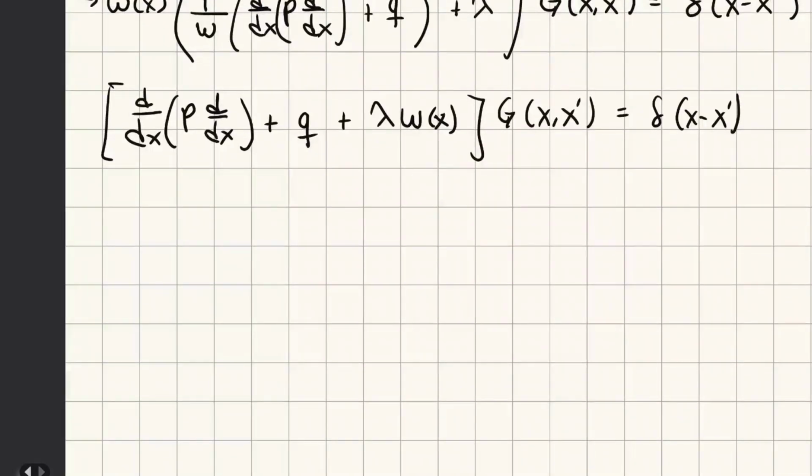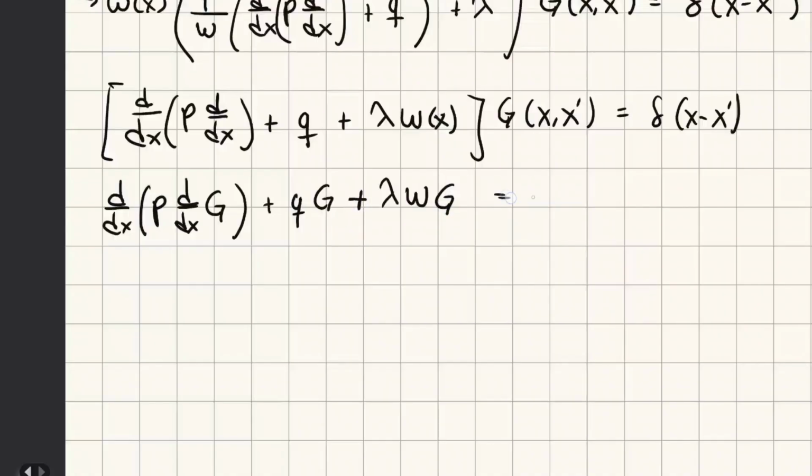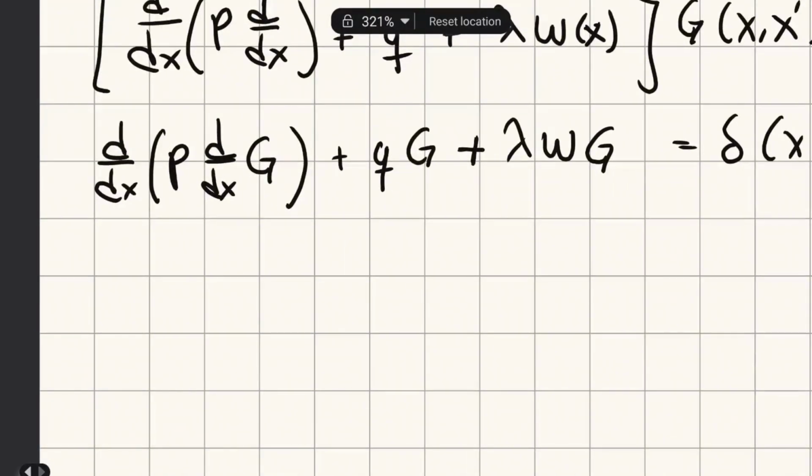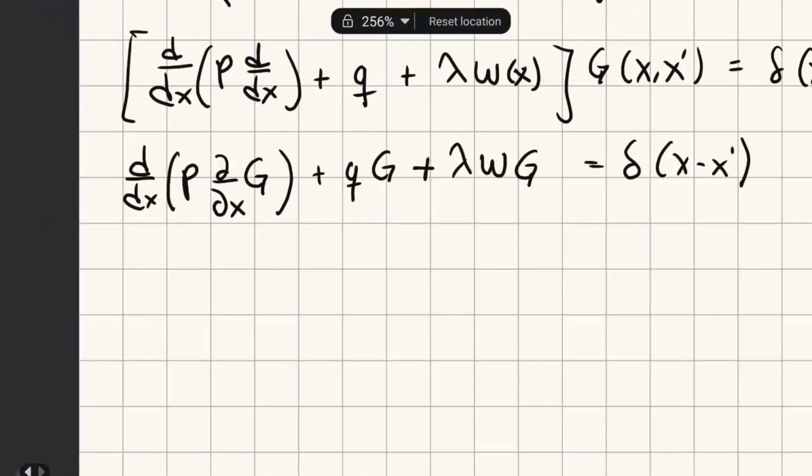Okay, so from here we are going to get that the derivative with respect to x of p, the derivative with respect to x of g, plus qg plus lambda w g is equal to the Dirac delta. Okay, and let me point something out here. We are going to take the partial derivative with respect to x of the Green function because we know that it is a function of two variables. So just to express that, I'm going to consider the partial derivative with respect to x.